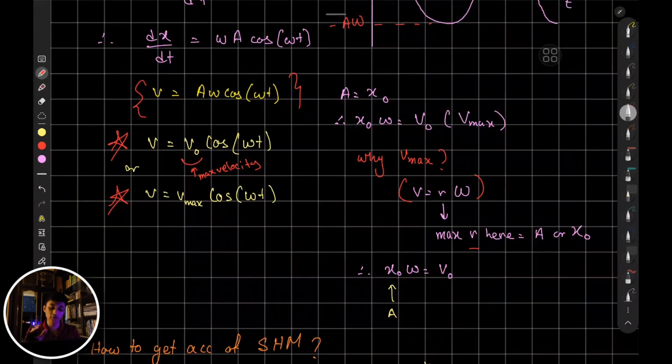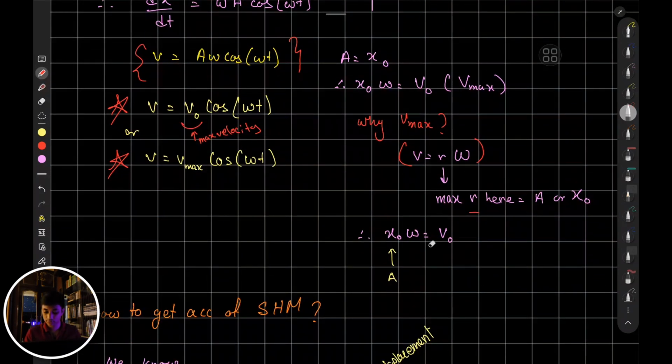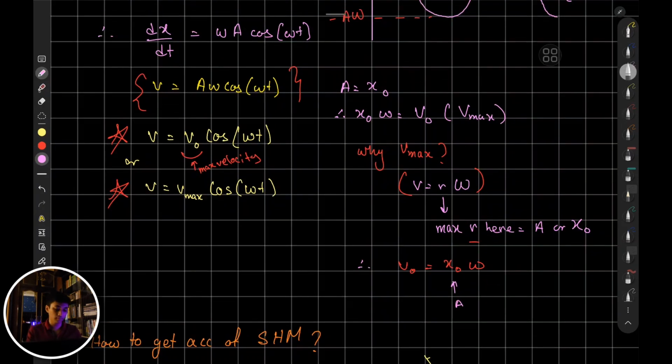Great. So if you multiply A times omega or x naught times omega, you're getting V naught or maximum velocity. So I've just substituted V naught. I should write it like this: V naught is x naught omega, where this is the amplitude. Great. So now you have the main equation, V is equal to V naught cos omega t. This is your equation to find out velocity at any given time.